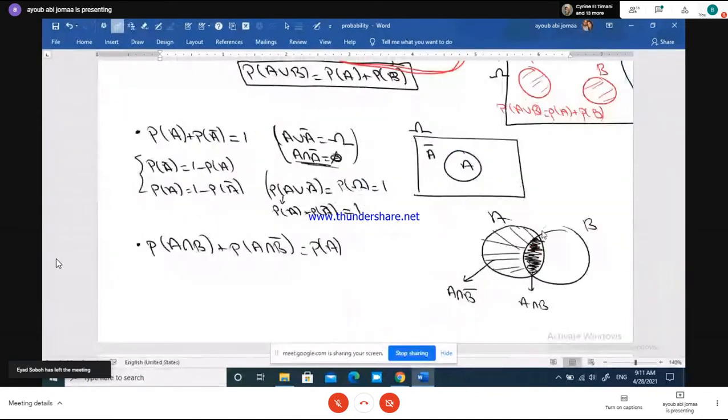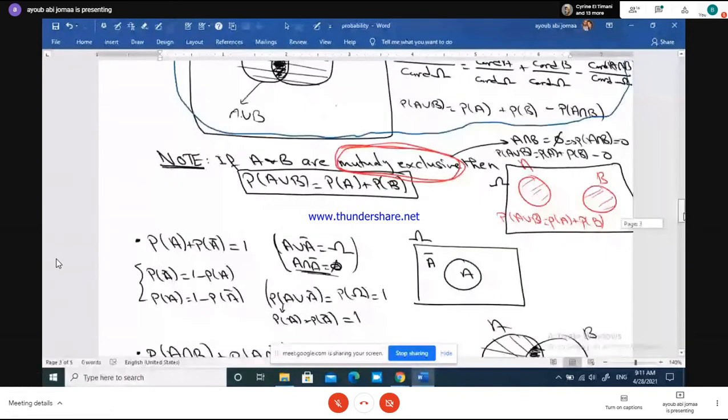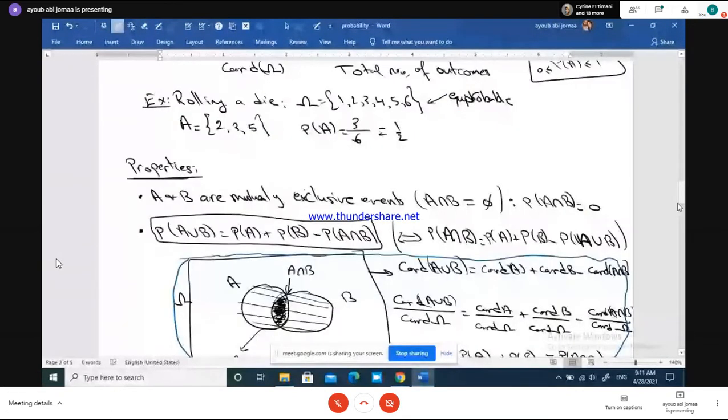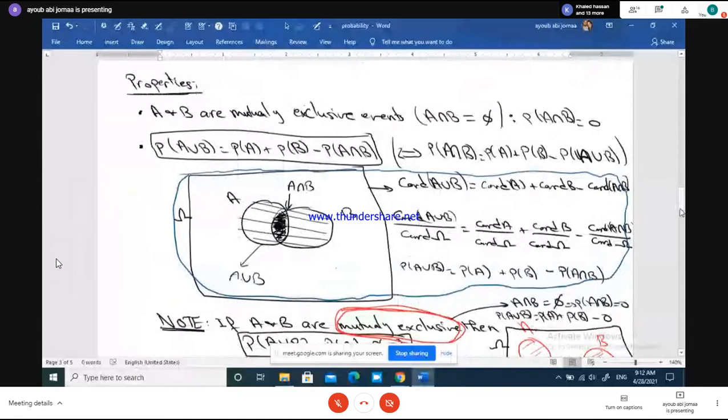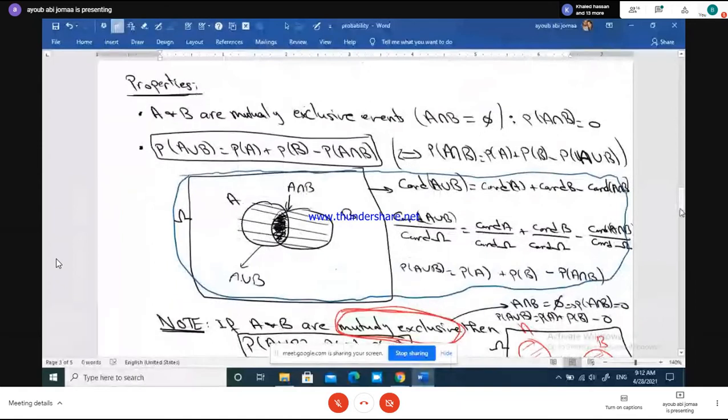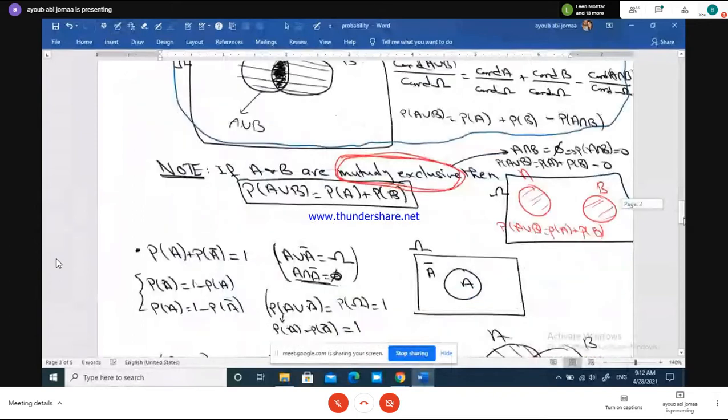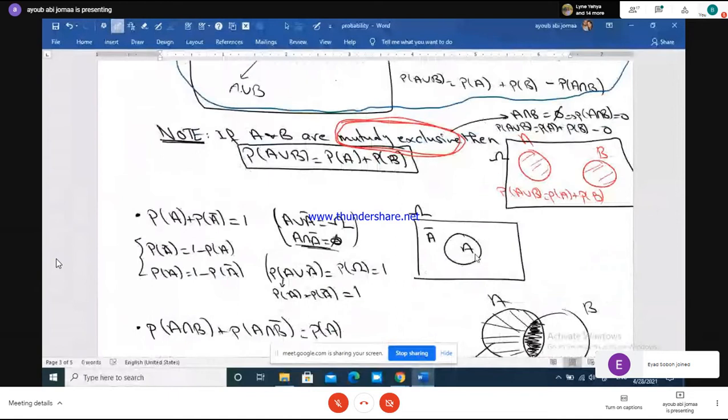The properties here: if A and B are mutually exclusive and the intersection is empty, probability equals 0. Probability of A union B is probability of A plus probability of B minus probability of the intersection. In the special case, if A and B are mutually exclusive, then probability of A union B is probability of A plus probability of B. The probability of the complement: probability of A plus probability of A bar equals 1.